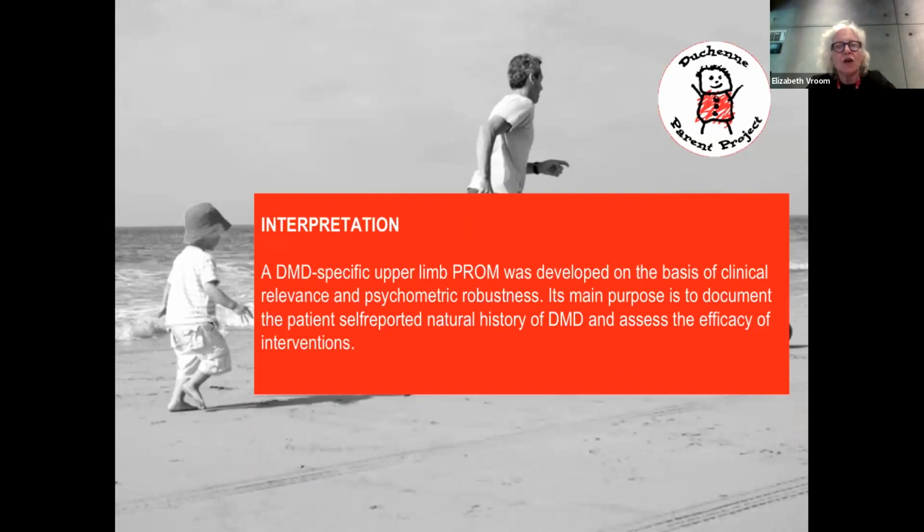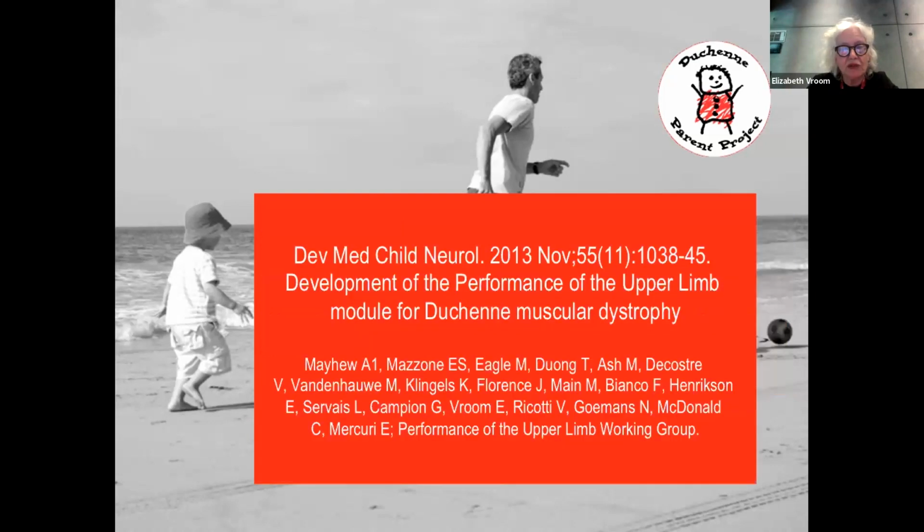Okay, so at the end, the DMD specific upper limb PROM was developed on the basis of clinical relevance, psychometric robustness. Main purpose is to document the patient's self-reported natural history of DMD and assess the efficacy of intervention. And of course, this PROM started with the drug development questions, why not drugs were developed for older patients. But we see now more and more it's also used just in normal natural history, but also in patient daily care to see how their arm function is improving or declining. Most of the time, unfortunately, it's declining.